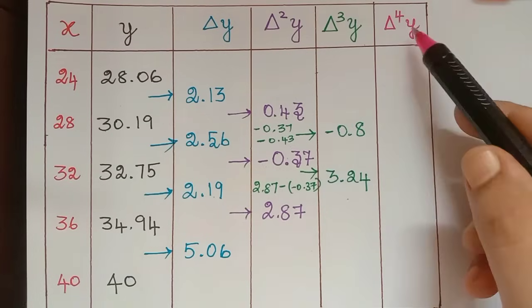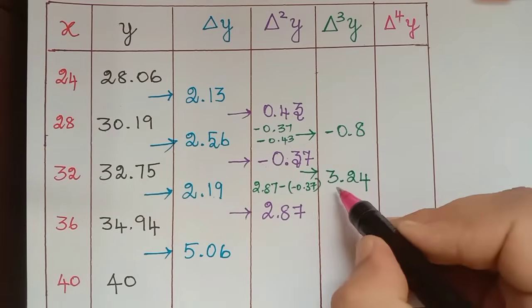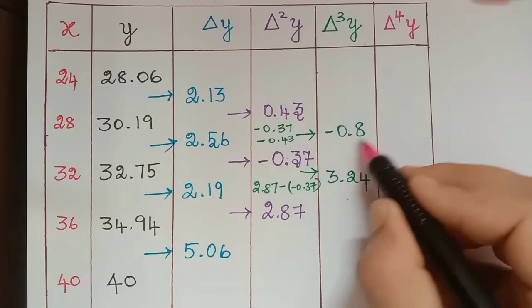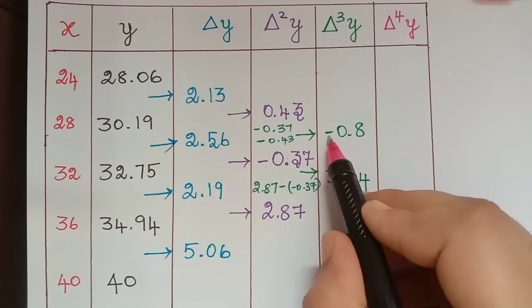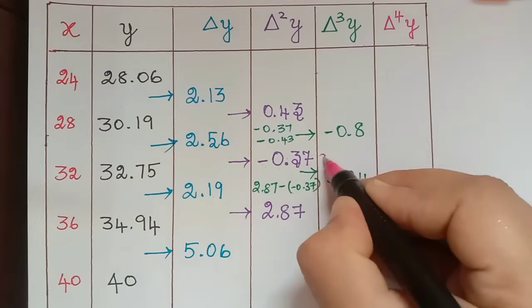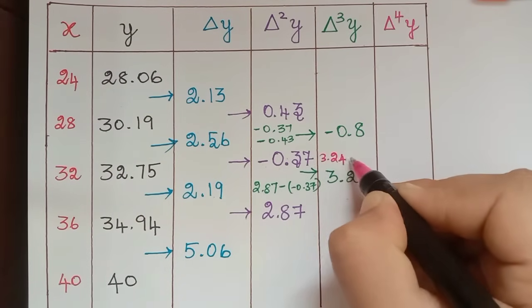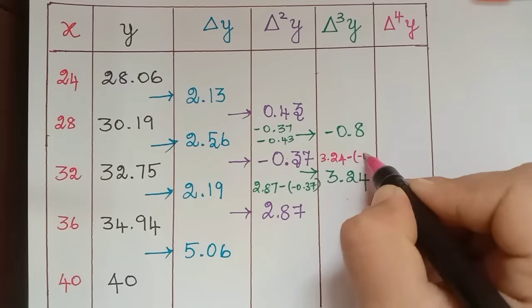And finally we have to find the fourth difference, which is this value minus this value. But here already we have a negative. So it will be like 3.24 minus of minus 0.8.